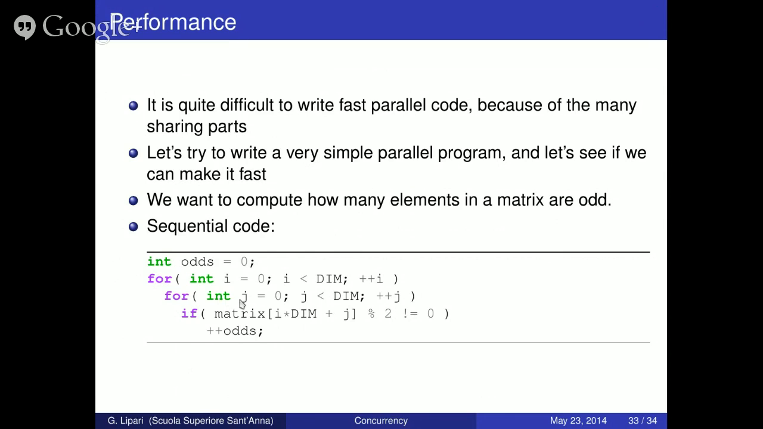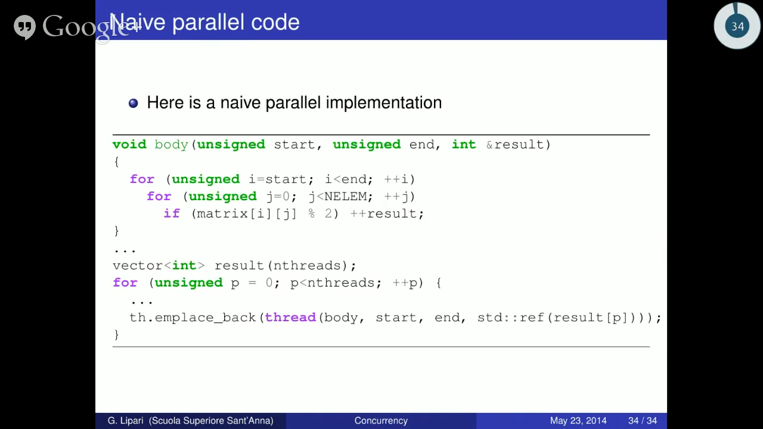We do two for cycles, and we check every element in the matrix, and if the modulo 2 is different than 0, then we increment one global variable, odds. So very simple. And this code is very easy to parallelize, because what you need to do is split the matrix into pieces of different sizes and just let every thread do the count independently. So we are going to do it like this.